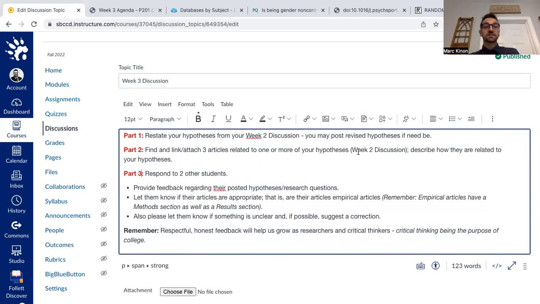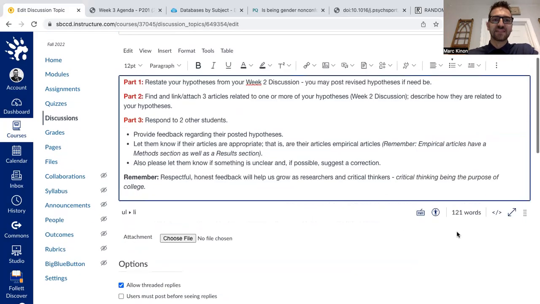And then part 3. Respond to 2 other students. Provide feedback regarding their posted hypotheses. Let them know if their articles are appropriate. That is, are their articles empirical articles? Remember, empirical articles have a method section as well as a results section. Okay, if they don't have those, you cannot use them. It's as simple as that. Also, please let them know if something is unclear and if possible, suggest a correction. Okay, perfect.